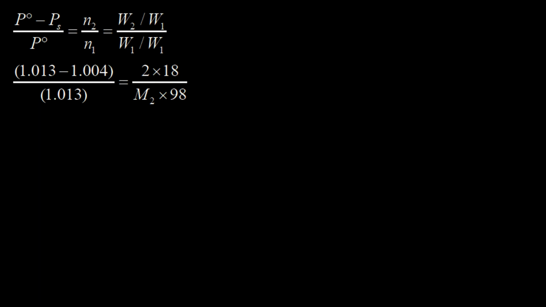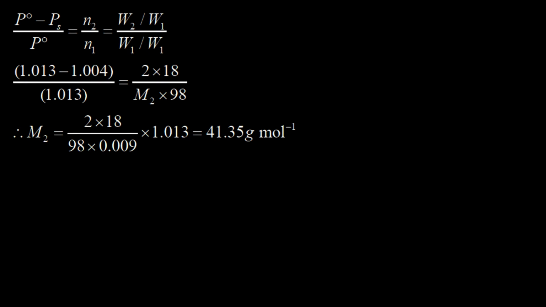Substituting the values, it is 2 divided by M2, divided by the mass of the solvent, which is 98, divided by the molar mass, 18. So it is 2 into 18 divided by M2 into 98. So calculate M2: it is 2 into 18 divided by 98 into 0.009 into 1.013, that is equal to 41.35 grams per mole. So please check your answers.